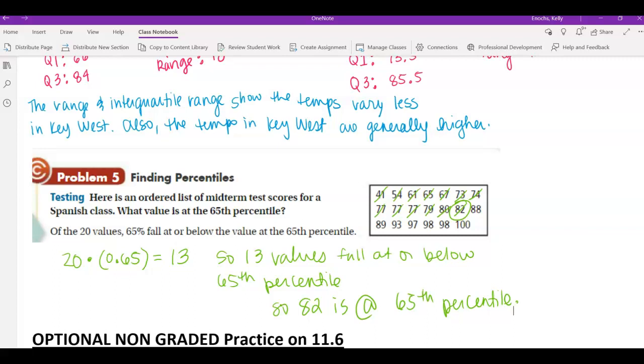That means that 13 values are at or below the 65th percentile. So they fall from 0% to 65%. If you look at my list, all the numbers that I crossed out are in the lower group, less than 65%. Everything that's not crossed out is above 65%. And then I just counted up to 13 numbers, and the 13th number was 82. That means 82 is the value at the 65th percentile.